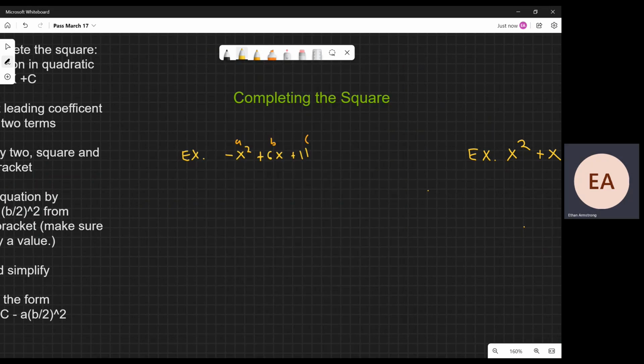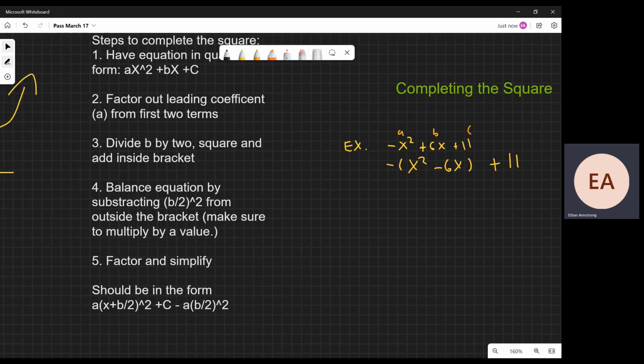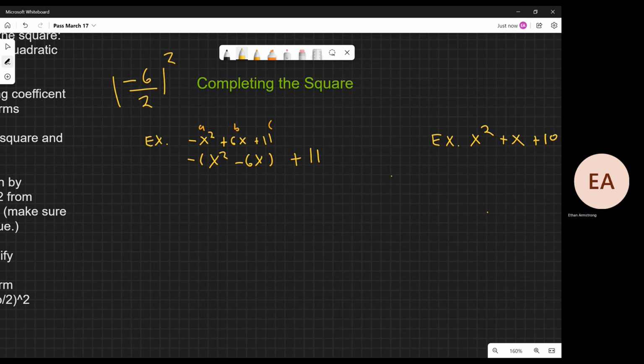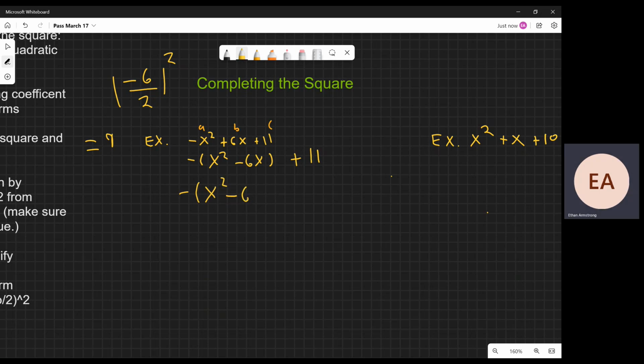So that will give us negative x squared minus 6x, because 6x divided by -1 is -6x. And we leave this c value outside the bracket. Now the next step is to divide the b term by 2 and square it. So -6x, or just -6 divided by 2, and then we square that. That equals -3, and that's squared. So -3 times -3 is 9. So we're going to add that inside of this bracket.